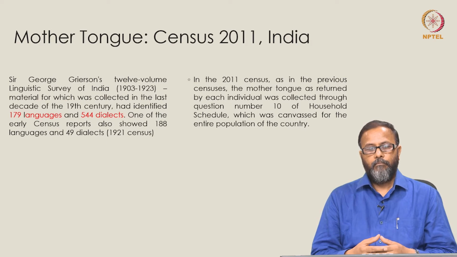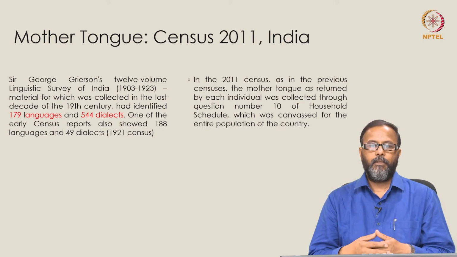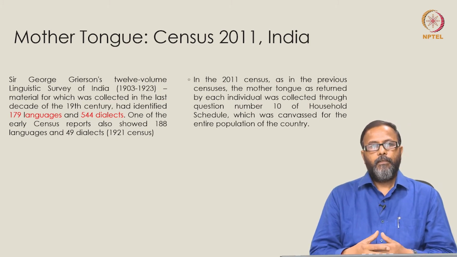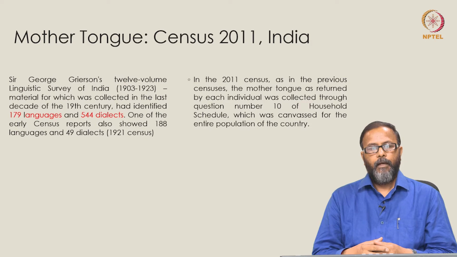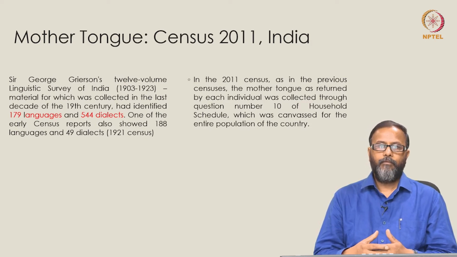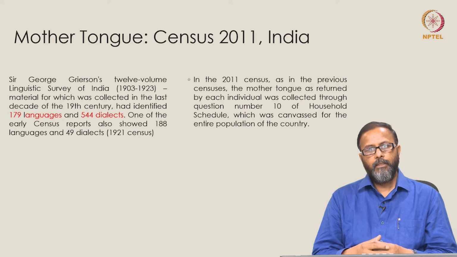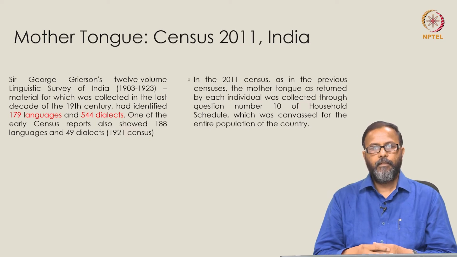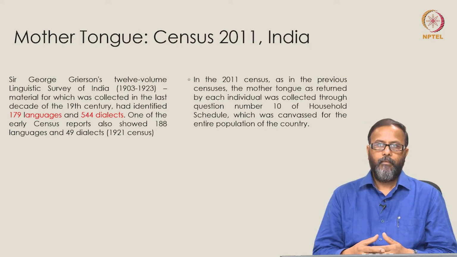So it is all the speakers' attitude towards their language, and others' attitude towards the other speakers' language. However, Sir George Grierson produced 12 volumes of the Linguistic Survey of India in the span of 20 years, from 1903 to 1923, and he came up with 179 languages and 544 dialects. The 1921 census, of pre-independent India, also reports 188 languages and 49 dialects. Again, look at this variation in numbers.